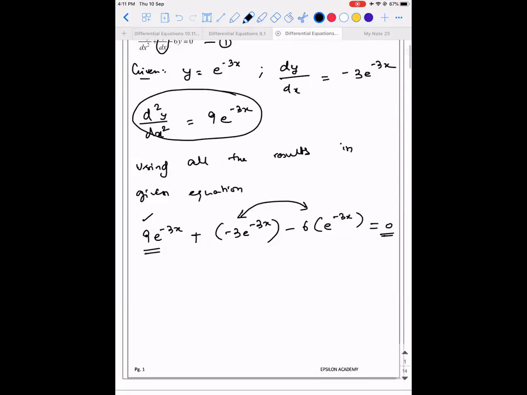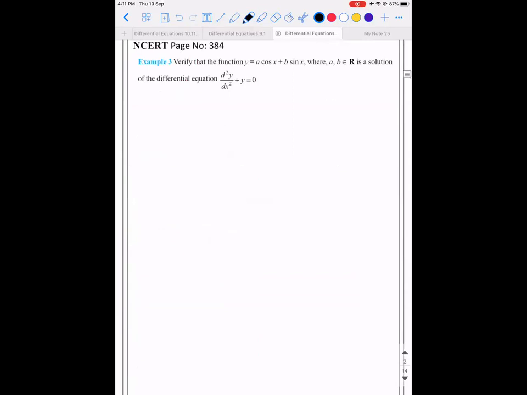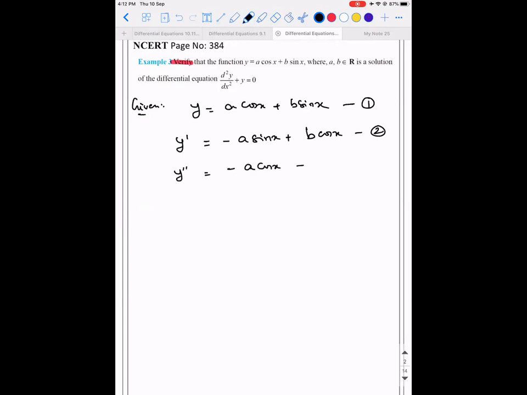Yes, sir. So again, observe, verify that the function y is equal to a cos x plus b sin x, where a and b belong to real numbers, is a solution of the differential equation. Given y is equal to a cos x plus b sin x. Always take the question as equation 1. Then what is y dash? y dash is equal to minus a sin x plus b cos x, equation number 2. Then what is y double dash? Minus a cos x minus b sin x, equation 3.